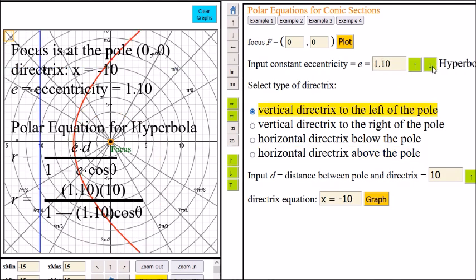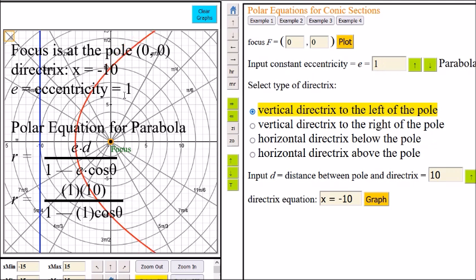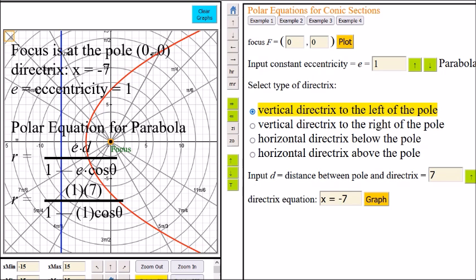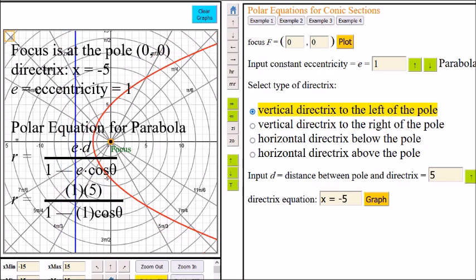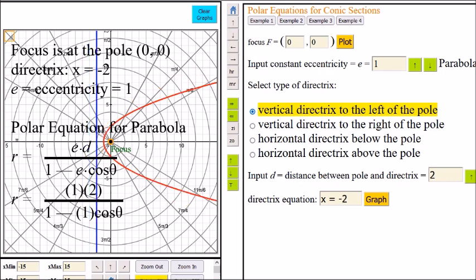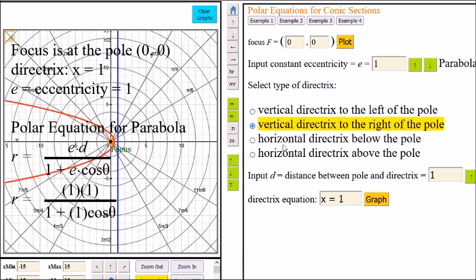And here we have an eccentricity equal to 1, and the directrix is the vertical line x equal to -10. And once again, if eccentricity is 1, then we have a parabola. And so here's the directrix, x equal to -7, -6, -5, -4, -3, -2, -1. And now let's move the vertical directrix to the right side of the pole.